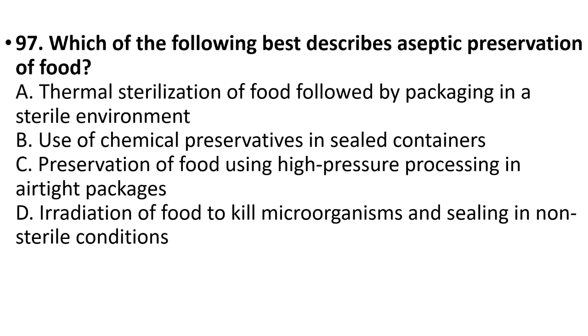97. Which of the following best describes aseptic preservation of food? Thermal sterilization of food followed by packaging in a sterile environment. Use of chemical preservatives in sealed containers. Preservation of food using high pressure processing in airtight packages. Irradiation of food to kill microorganisms and sealing in non-sterile conditions. Your answer is option A, thermal sterilization of food followed by packaging in a sterile environment.